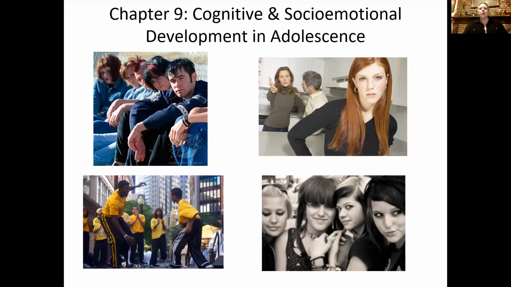I am going to provide you with a supplementary video for Chapter 9, talking about the cognitive and socio-emotional development in adolescence. Our initial video went over topics that were provided in the book. However, there are a lot of other things that I think you need to be aware of. So I'm going to go through this PowerPoint so that you can have that extra information.